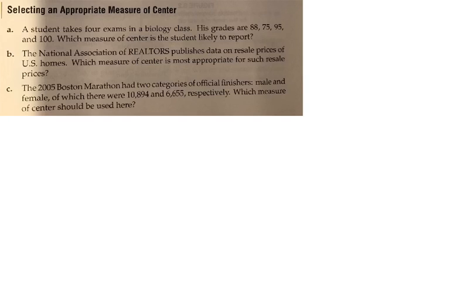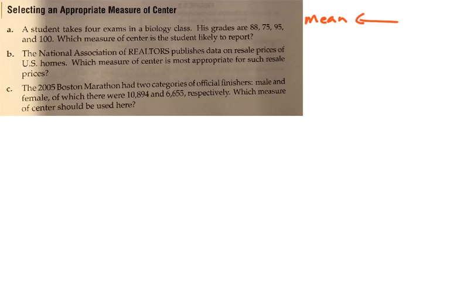Okay, so the first one, A: a student takes 4 exams in his biology class. His grades are 88, 75, 95, and 100. Which measure of central tendency is the student likely to report? So this person is likely to report the mean, okay? That reflects all of the person's grades, even though they got that 75. You still have to take that extreme case into consideration, okay?